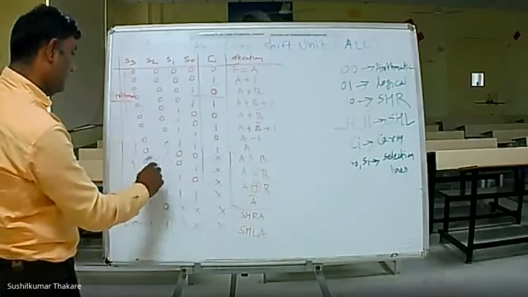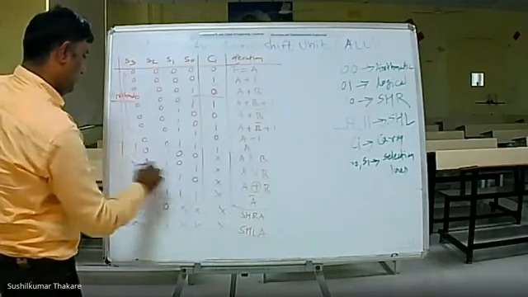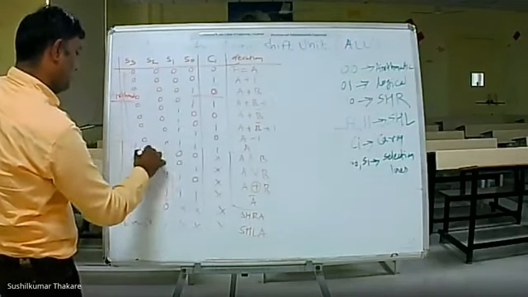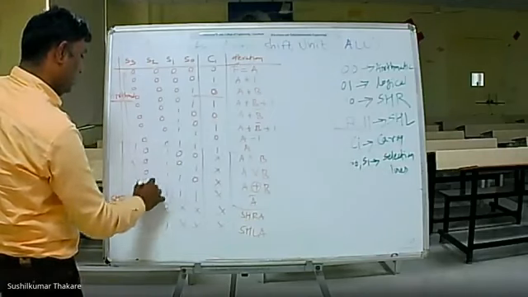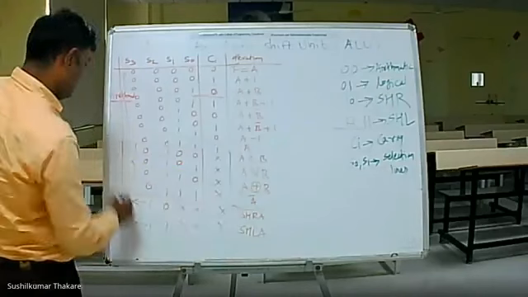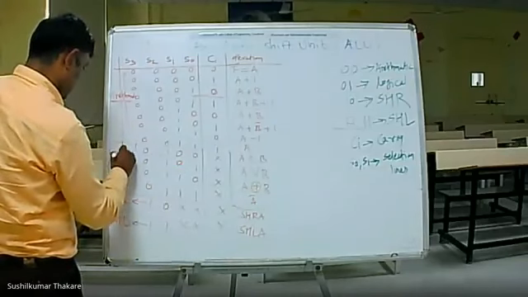In this case, these operations are the logical operations. Okay? These operations are the logical operations. 0 1 0 1, 0 1 0 1. These are the logical operations. These are logical operations.